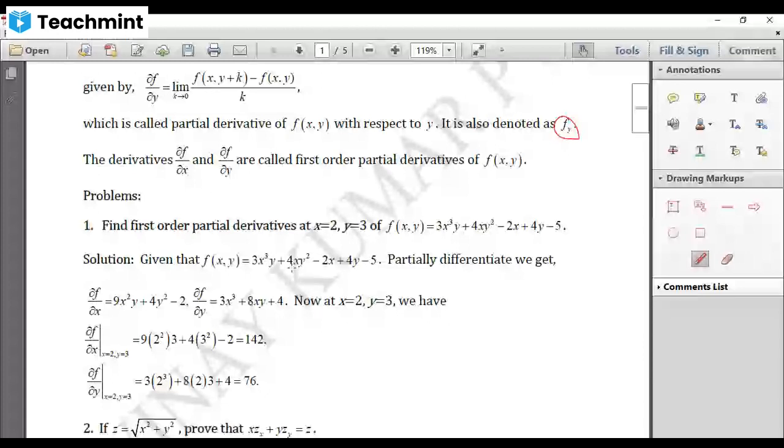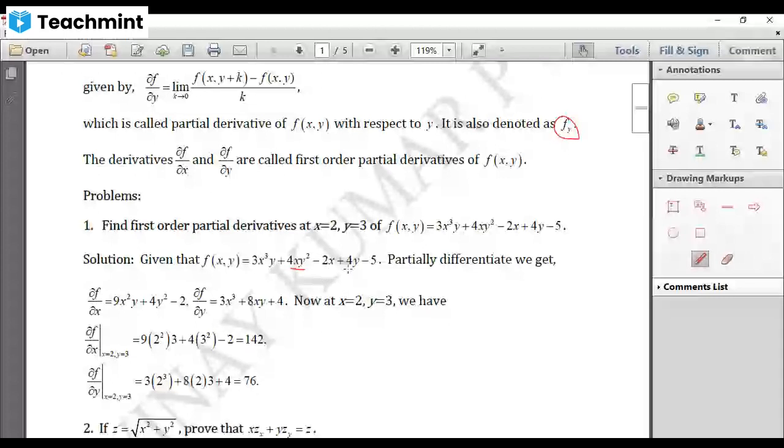Plus, what is the derivative of 4xy square? 4 and y square are constant. What is the derivative of x? Derivative of x with respect to x is 1. So 4y square is there. Minus 2 is constant. What is the derivative of x? 1. So minus 2 into 1 is minus 2.